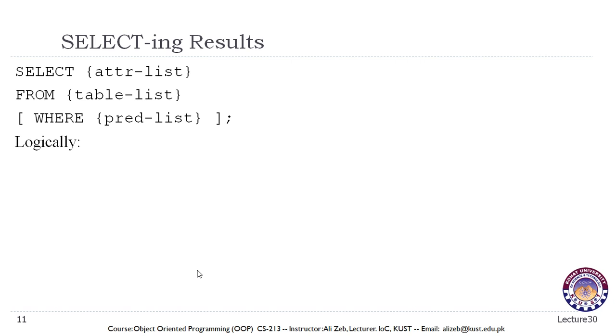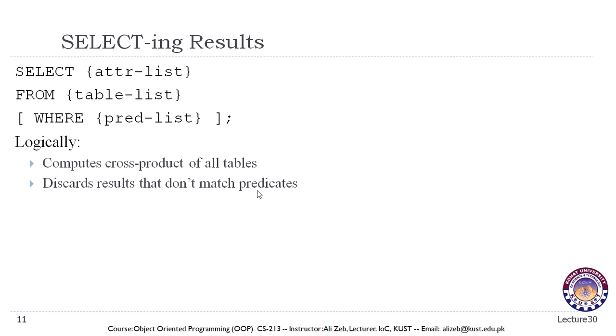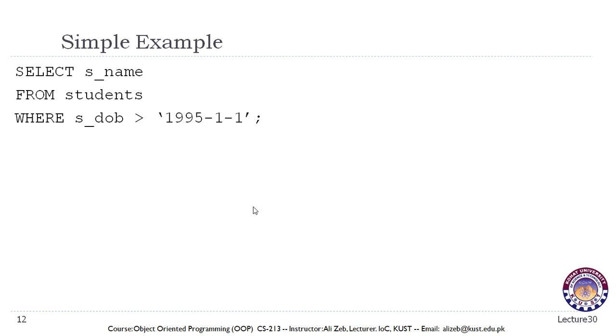With the where clause, it logically computes the cross product of all tables, so you can select data from multiple tables if you need. It discards results that don't match the predicate, so the first statement will retrieve data from all the tables, then the matching data will be returned to us. A simple example is select S name from students where the date of birth is greater than maybe 1995, or 1975 if we do not have this data in the table. So this retrieves all students born since 1995.